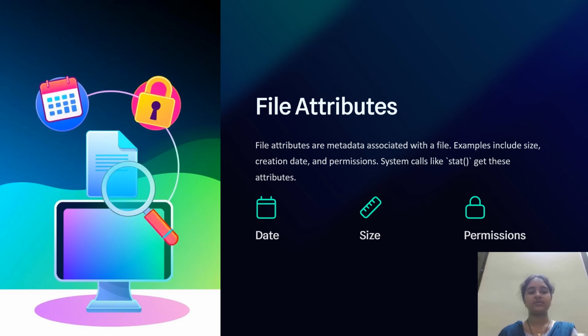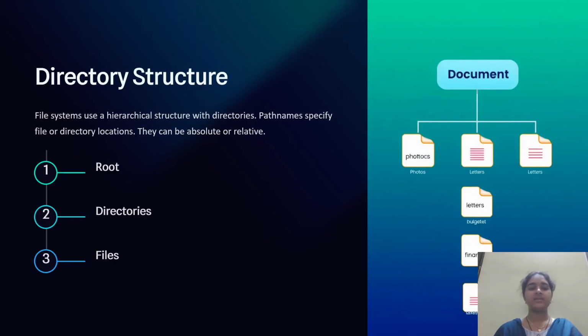File attributes. File attributes are metadata associated with a file. Examples include size, creation date, and permissions. System calls like the stat method get these attributes: date, size, and permissions. Directory structure. File systems use a hierarchical structure with directories. Path names specify file or directory location. They can be absolute or relative.